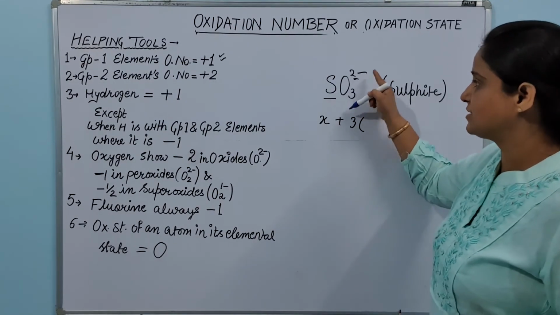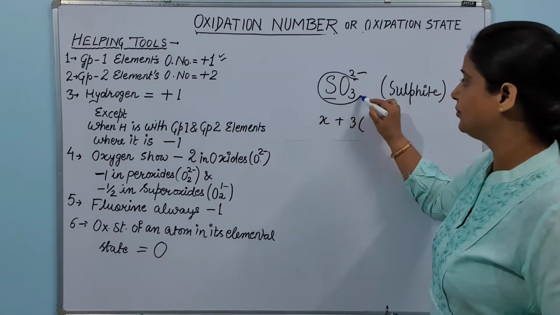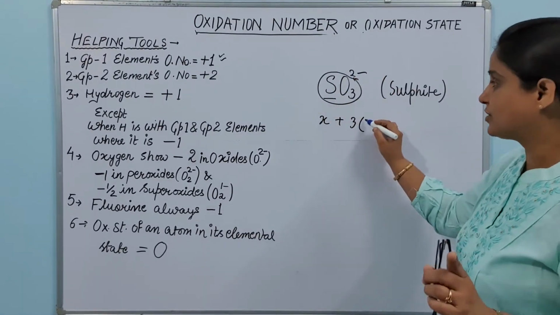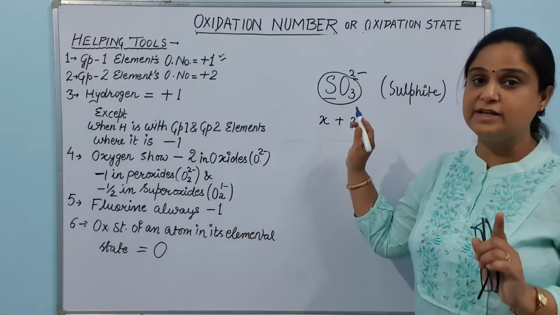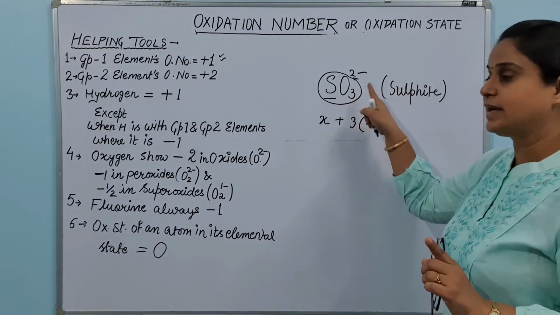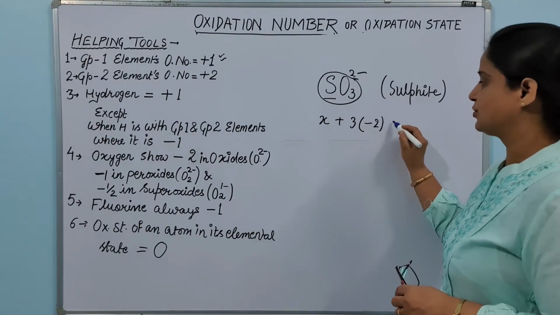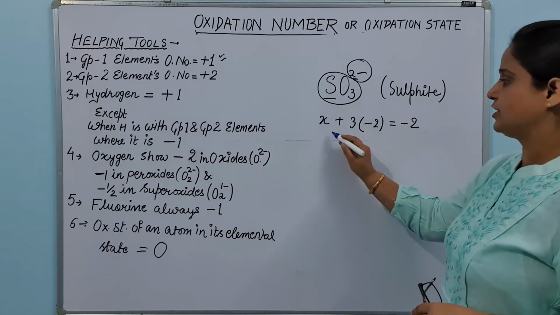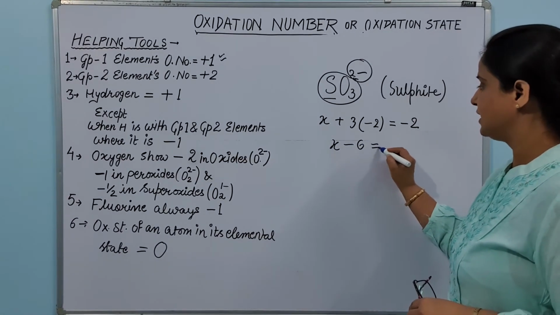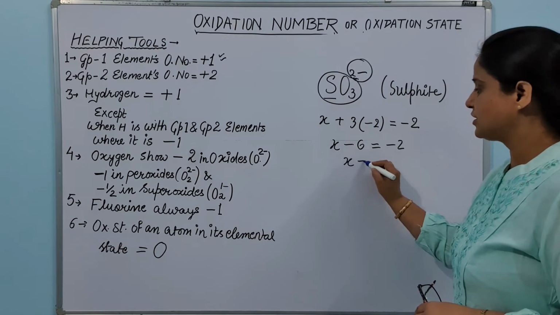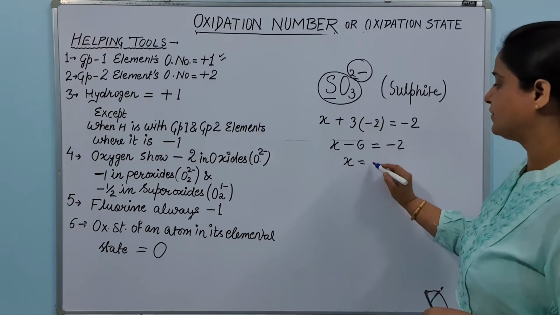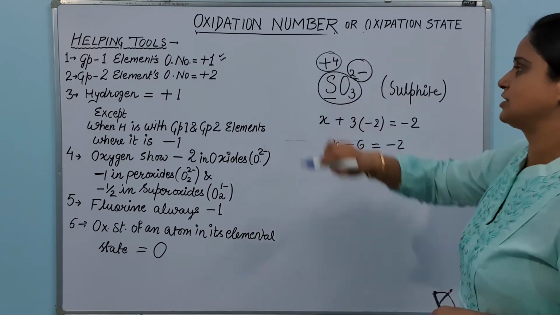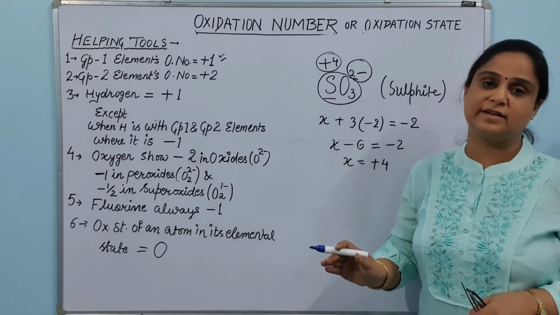Don't look at this charge. This is the charge on both these species together, so this is not the charge on the single oxygen. The oxidation state of oxygen I am taking as -2 because it is an oxoanion. It is equal to the total charge on this species, -2. So it becomes X minus 6 equals -2, so the oxidation state of sulfur in the sulfite will be +4.